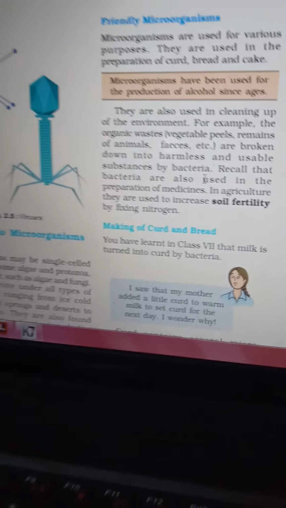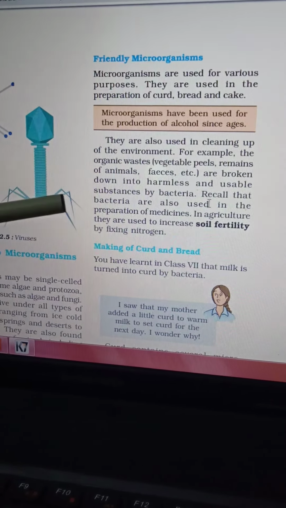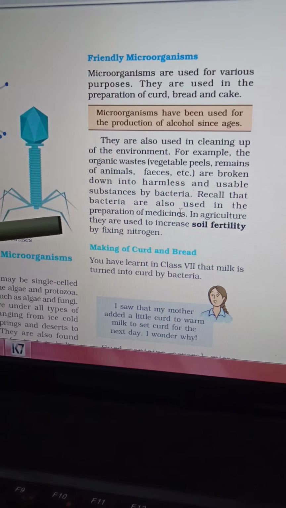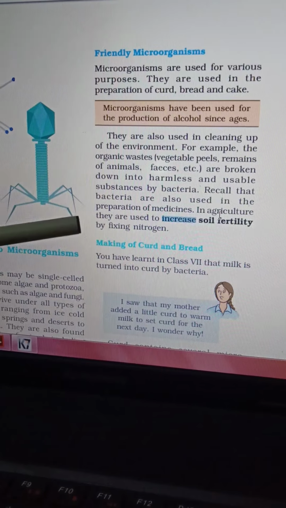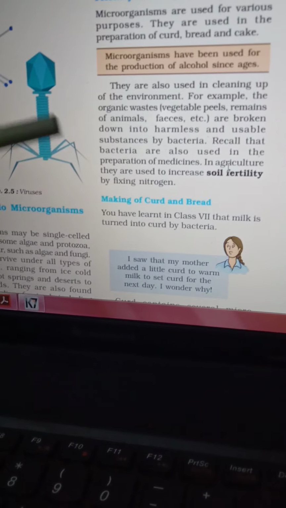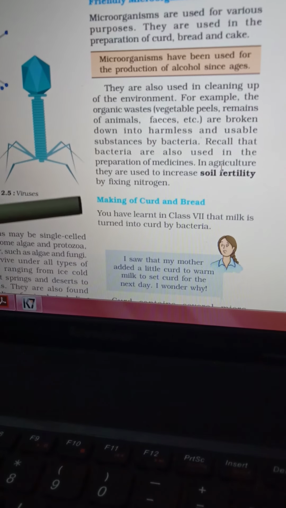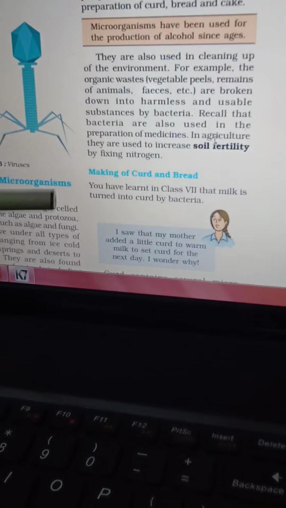And apart from that, bacteria also play an important role in the preparation of medicines. In agriculture, they're used to increase soil fertility, because bacteria can fix nitrogen. Okay, one by one we'll see. Making of curd and bread.